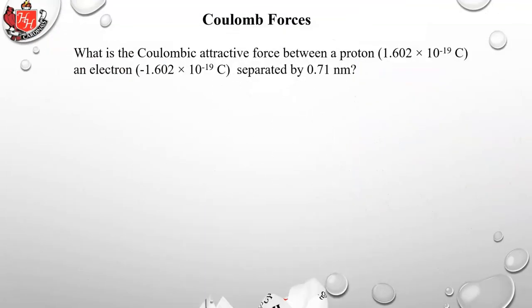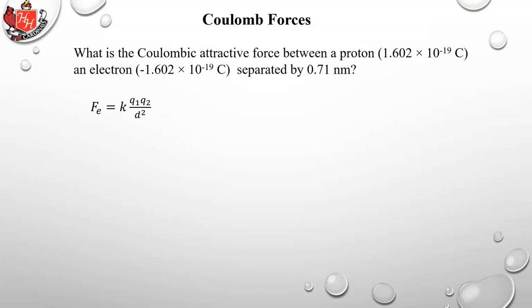So here's a numeric example. What is the Coulombic attractive force between a proton? And there you see the force. You're never going to be asked really to deal with that number, but occasionally we may just run an example like this. And an electron. Notice that the proton and electron have equal and opposite charges on them. And then the distance between them is 0.71 nanometers.